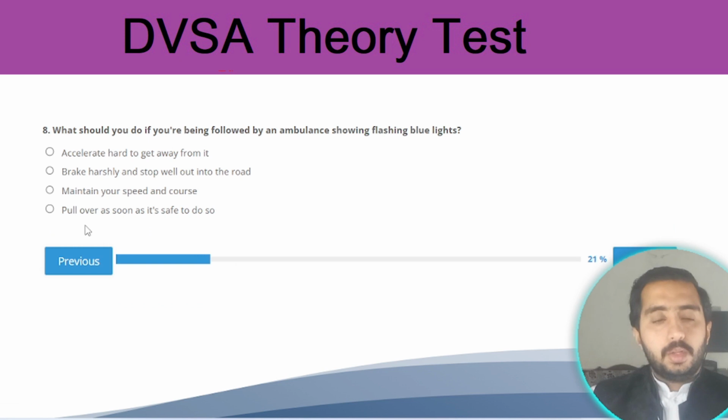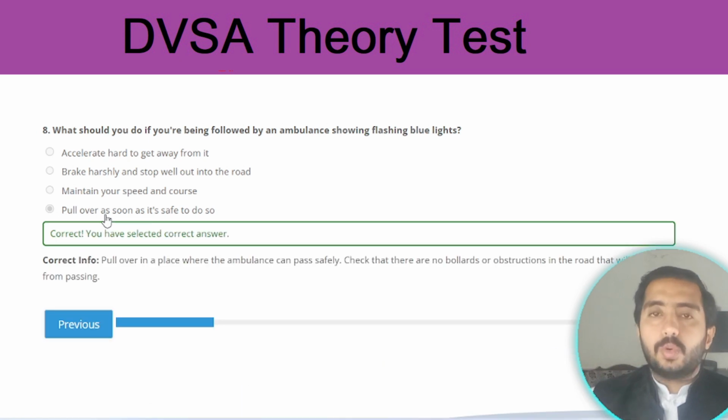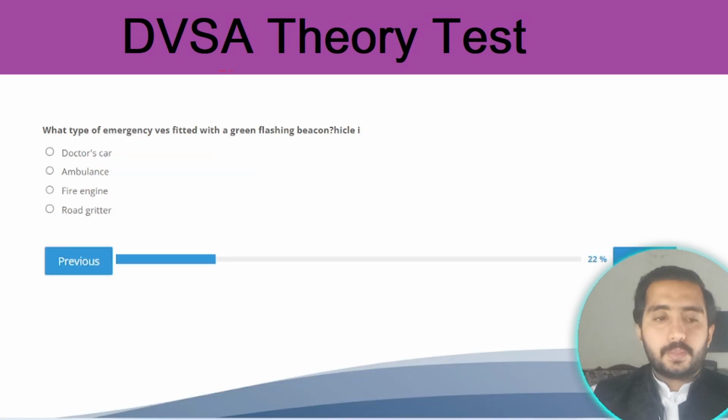Next question. Question number 8. What should you do if you are being followed by an ambulance showing flashing blue lights? The correct option is pull over as soon as it is safe to do so. Option D is the correct option. Next question.